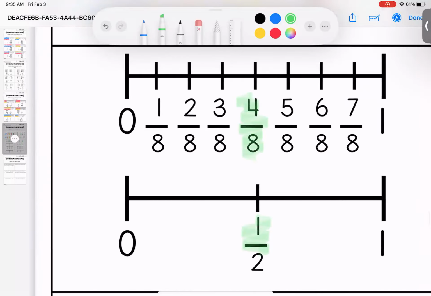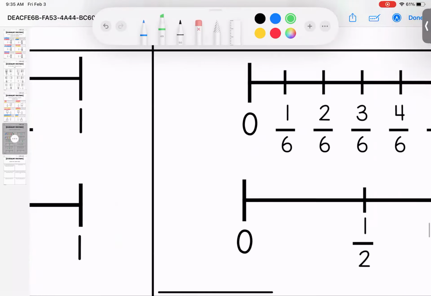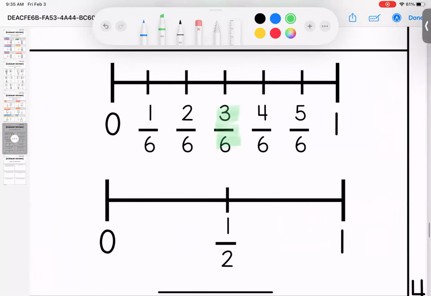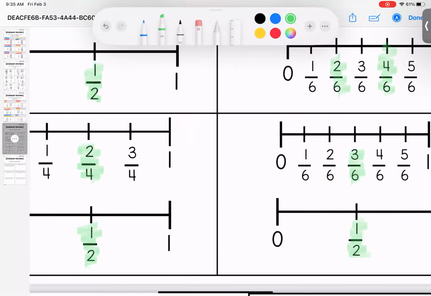4/8 is the same as 1/2. They are equivalent. 2/4 is the same as 1/2. They are equivalent. 3/6 is the same as 1/2. Look at how many different values we have for 1/2. Any questions? Bring them with you to class.